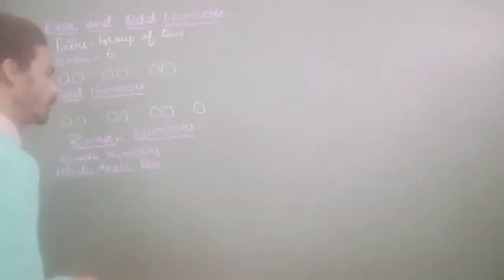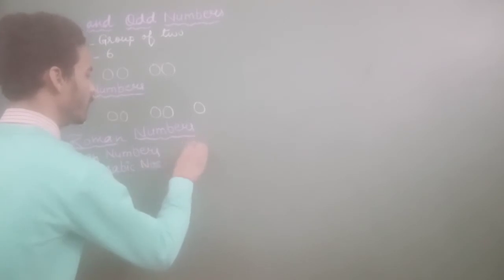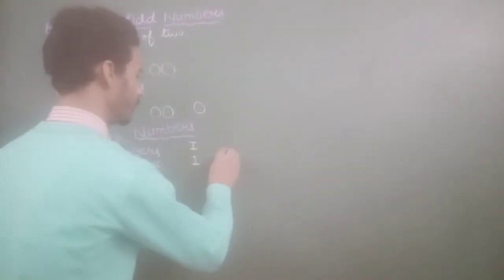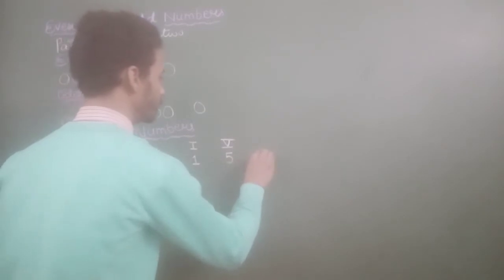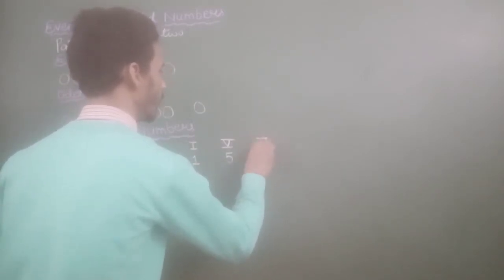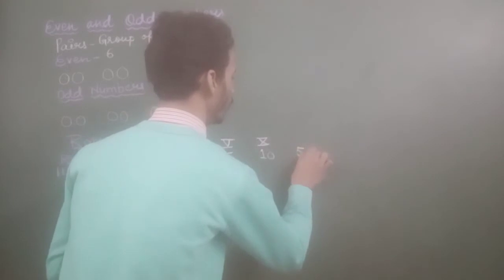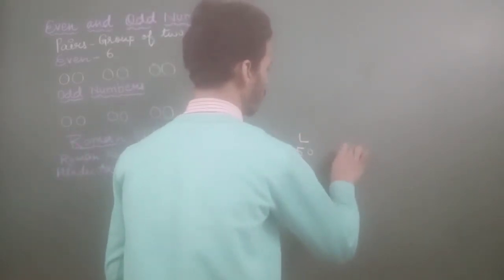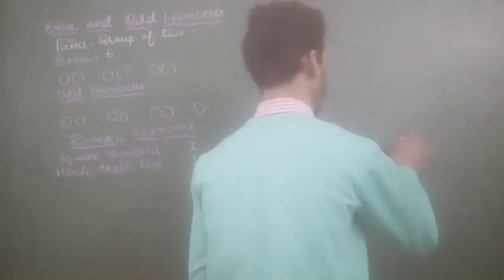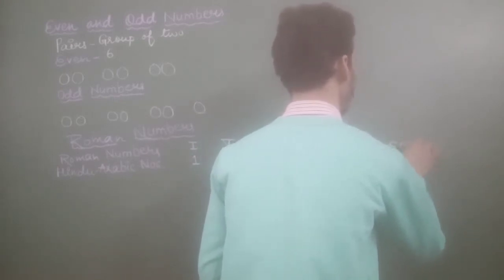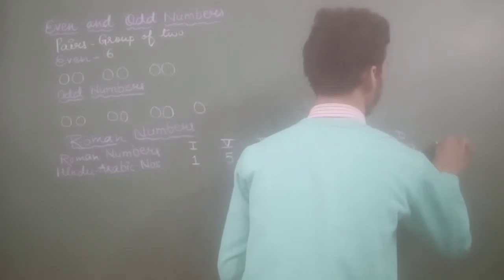In Roman numbers, for 1 there is I. For 5 there is V. For 10 there is X. For 50 there is L. For 100 there is C. For 500 there is D. And for 1000 there is M.